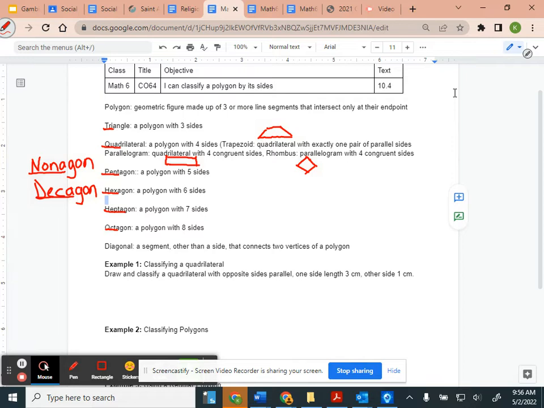We know a diagonal is a segment other than a side that connects 2 vertices of a polygon. So that diagonal, it's not just like a diagonal in a circle. The diagonal can be in a polygon. It's connecting on the inside of our shape. So if we have a pentagon, a diagonal is connecting 2 vertices. So diagonals connect those corners. Okay?